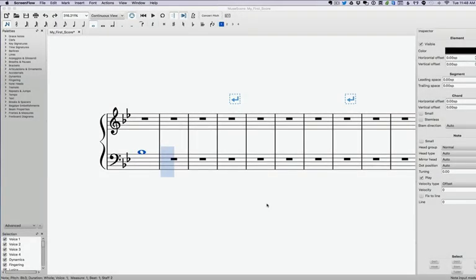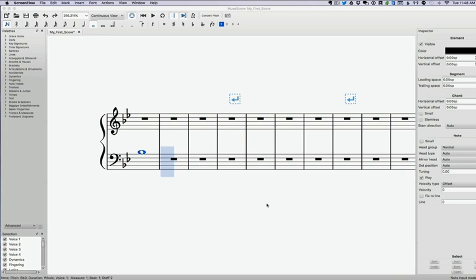Okay, let's dive into second species counterpoint here. Now, what's new in second species counterpoint? There's really only one big thing that's different between first and second species, but that one thing brings with it a whole host of complications.